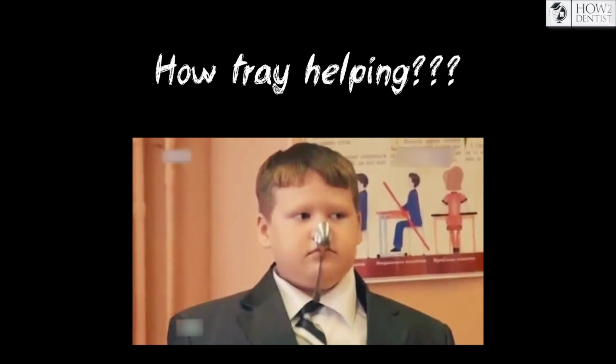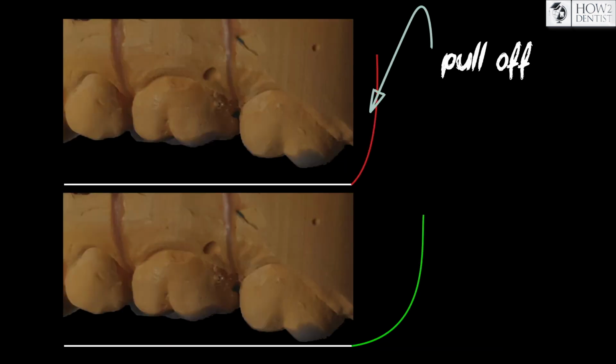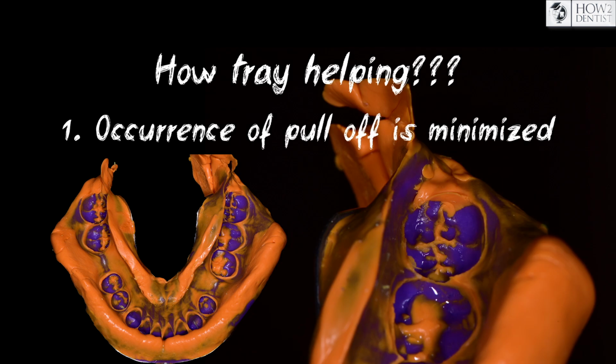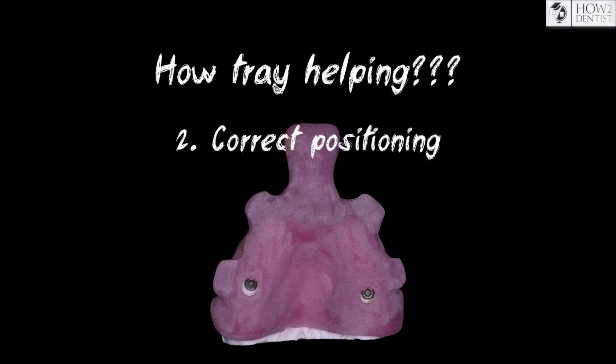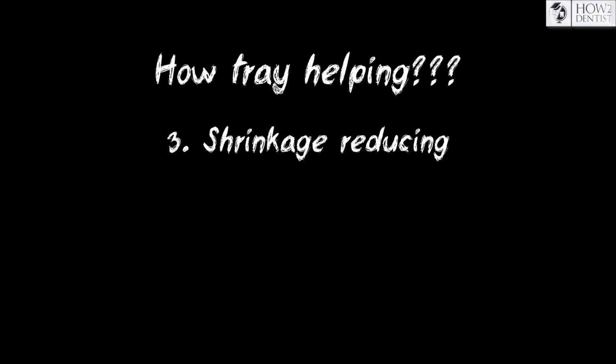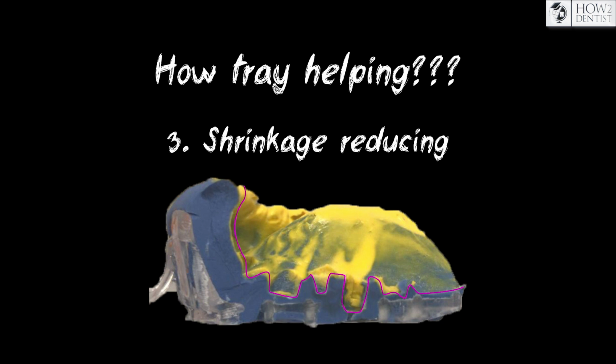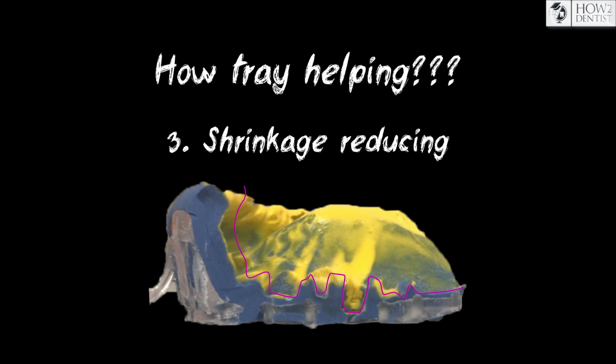How does the tray help? It contributes to the proper distribution of pressure of the impression material. The occurrence of pull-off is minimized. It helps to position the tray correctly. It reduces the risk of pressing through the impression material to the teeth when the tray contacts them. Reducing the thickness of the impression material reduces shrinkage by 2 times or more compared to a standard tray.